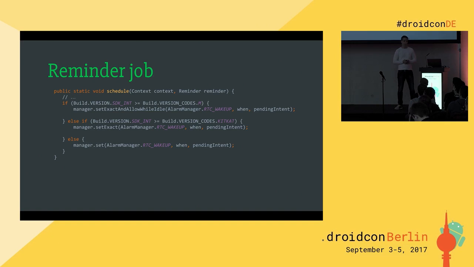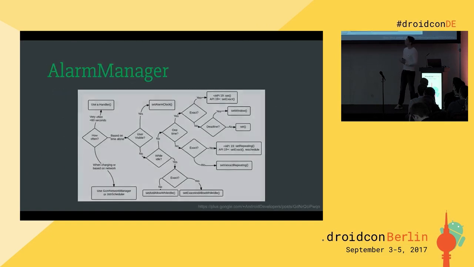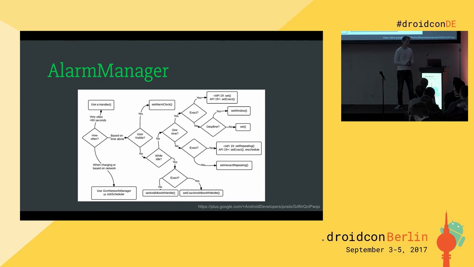And Google was also aware of this problem, that this can be really confusing. And that's why they released this flowchart to describe the API. But honestly, if you have to describe an API like this, then it has failed. And there should be a better alternative. In their defense, this alarm manager exists since the very first version of Android. And yeah, requirements have changed over time. But nonetheless, there should be something better.